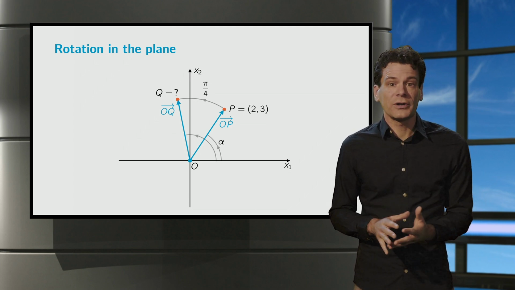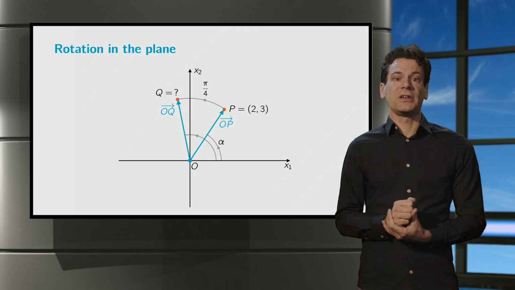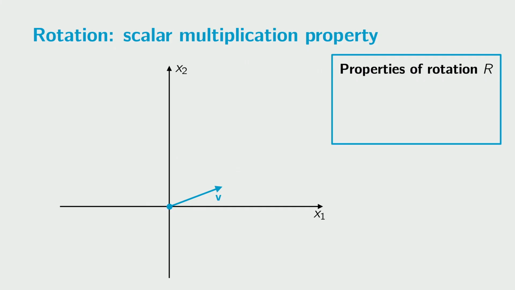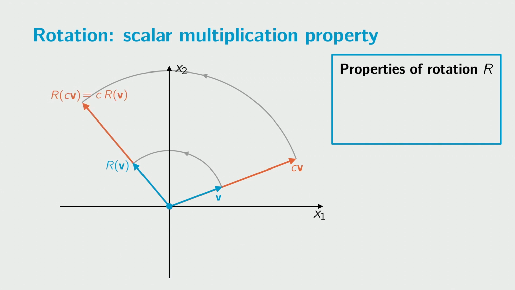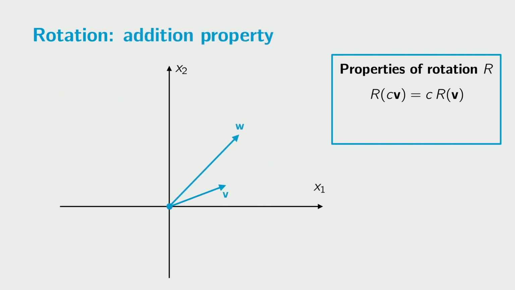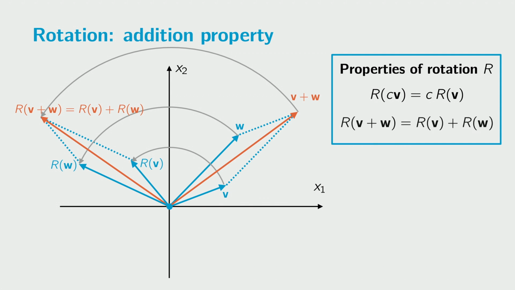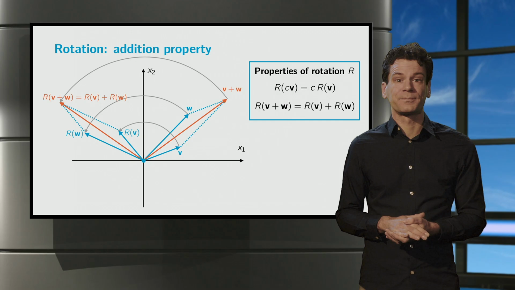To show you how it works, I need two important properties of rotations. The first property is the following. It does not matter whether you first scale a vector and then rotate it, or first rotate the vector and then scale it. The resulting vector is the same in both cases. The second property is the following. It does not matter whether you first add two vectors and then rotate the sum, or first rotate the vectors and then add them. Again, the resulting vector is the same in both cases.